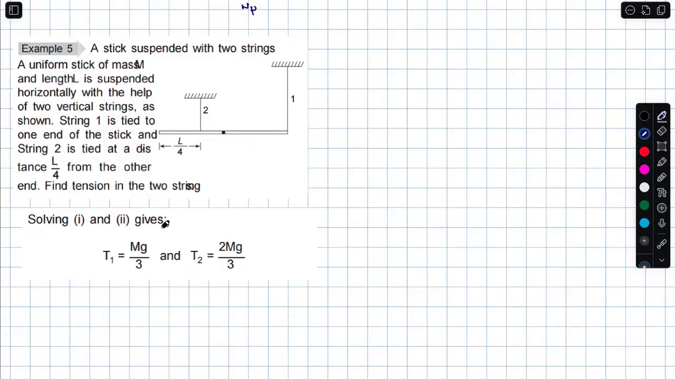A stick suspended with the 2 strings. A uniform stick of mass M and length L is suspended horizontally with the help of 2 vertical strings as shown. String 1 is tied to one end of the stick and string 2 is tied at a distance L by 4 from the other. Find the tension in the two strings. Now you try to draw the free body diagram of the arrangement.